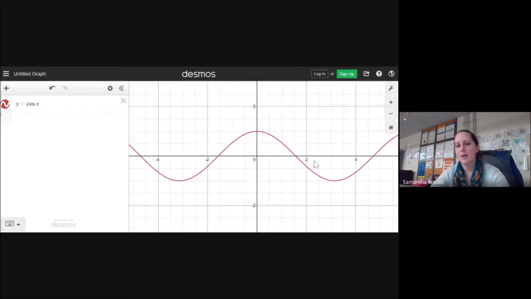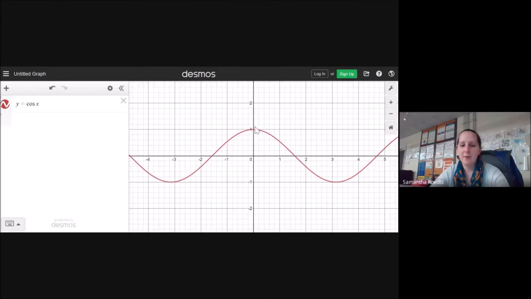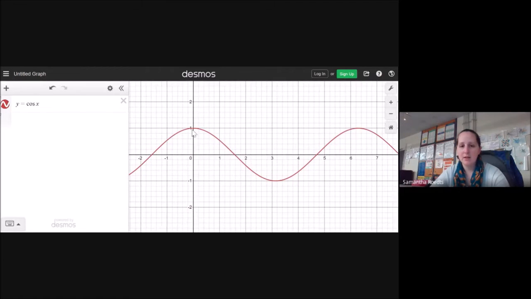So I can see that the top of my curve is at 1, the bottom of my curve is at -1, so that's going to be my range of values. But I can also see that it starts to repeat. Now it starts up here, comes down, goes back up. So this is going to be a period of 2 pi.